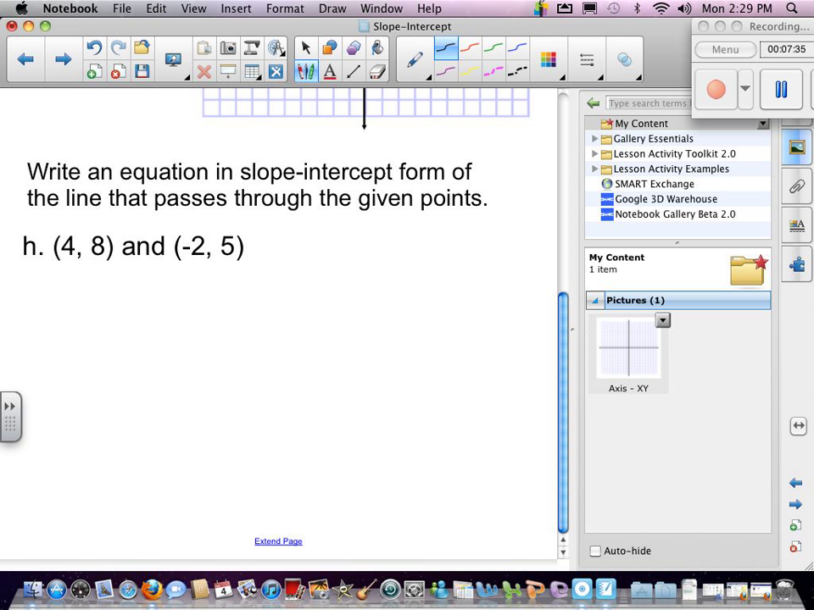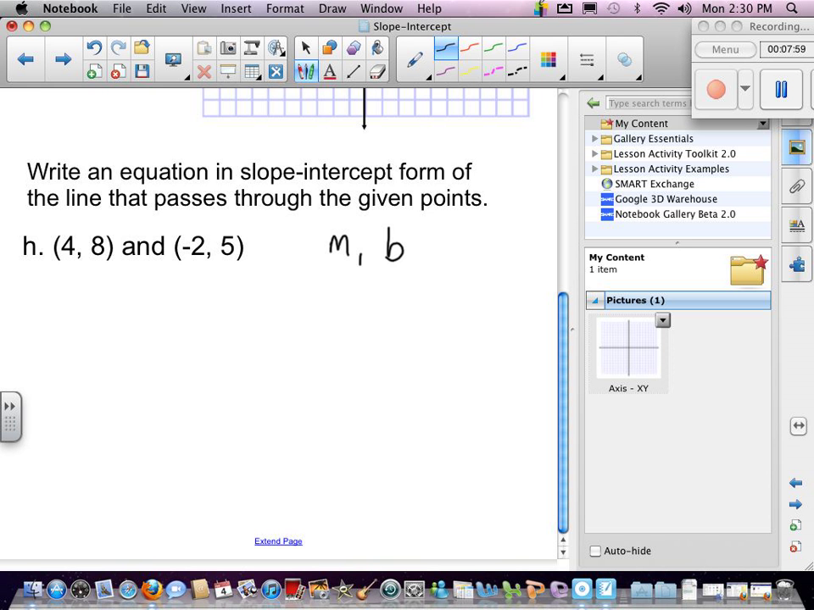Now the next problem, what we're given is 2 points, and we need to write the equation in slope-intercept form. So we need the slope and we need the y-intercept. There's two different ways. I'm going to use the way that uses the point-slope form, and I'll talk to you about using the slope-intercept form in another video. But we're going to focus on this.